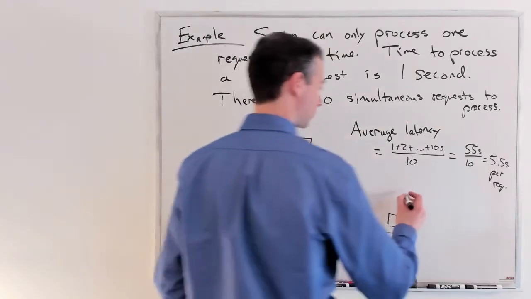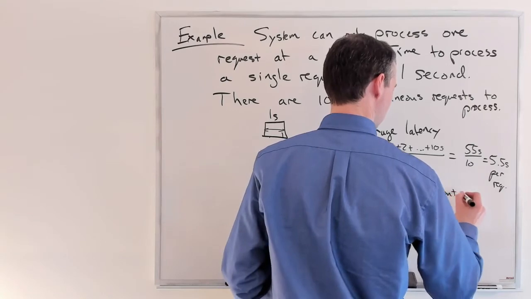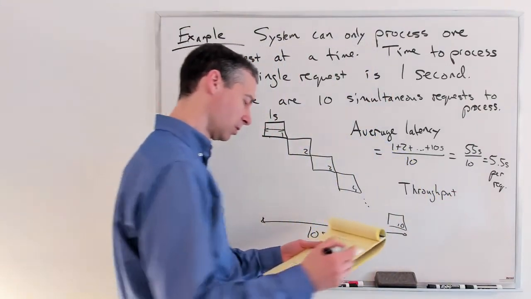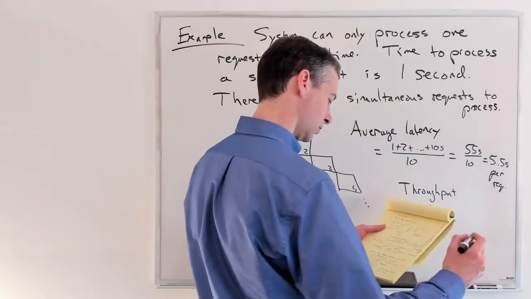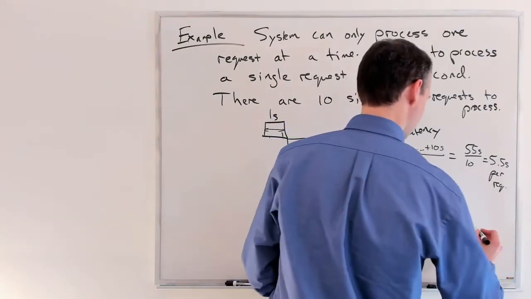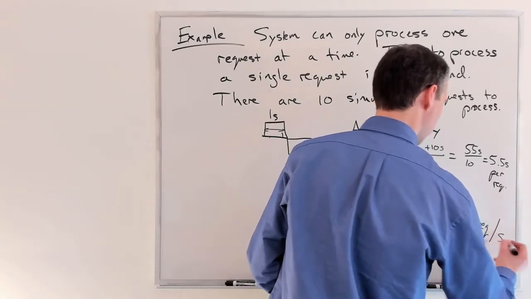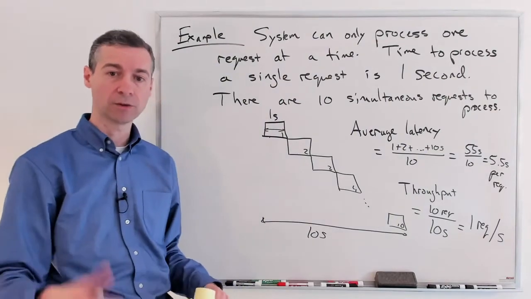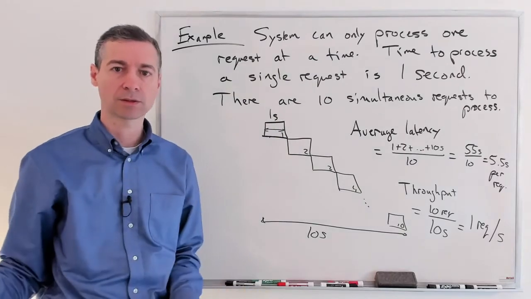What's our throughput? Our throughput is equal to the number of requests we're able to do per time. So our throughput is equal to 10 requests all over 10 seconds, which happens to be, we get to do 1 request. Our throughput is 1 request per second. So we're able to process at a rate of 1 request per second, which from the definition of what we had here is completely sensible.